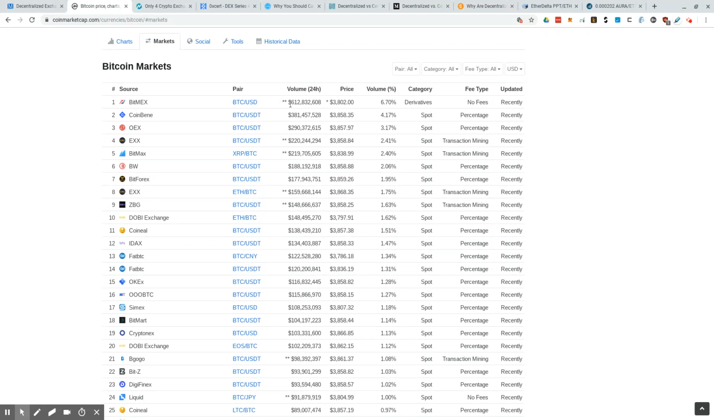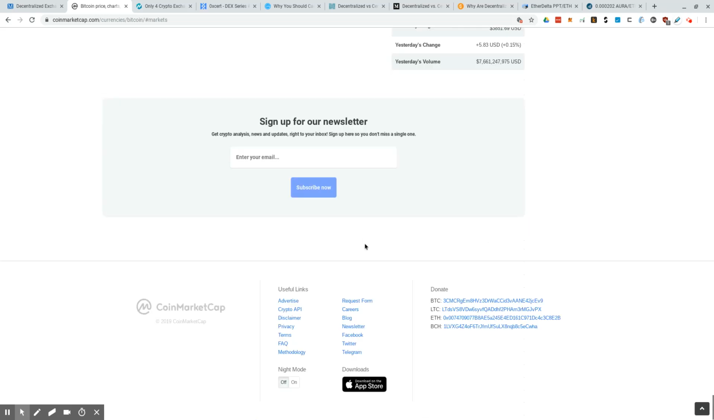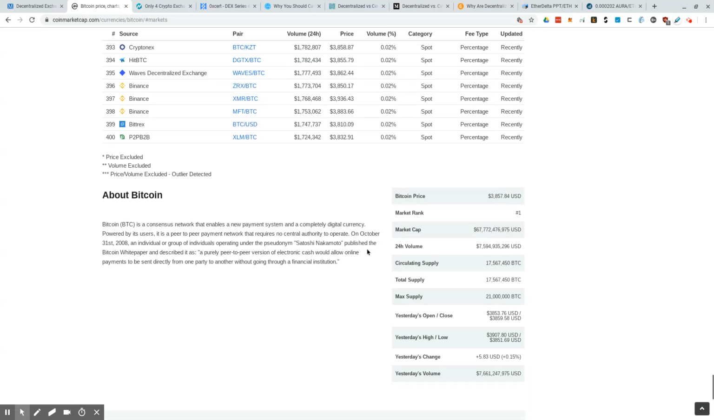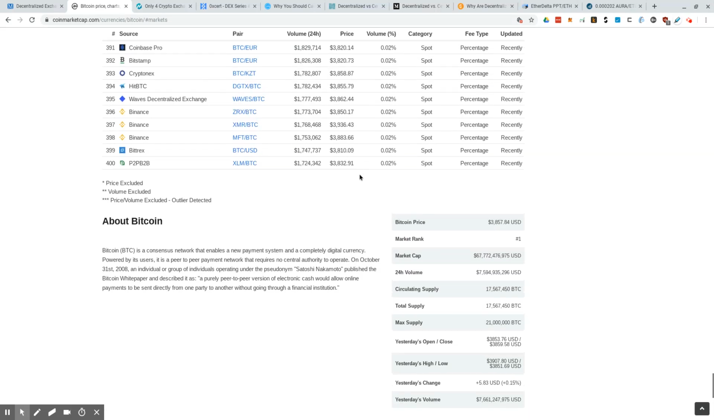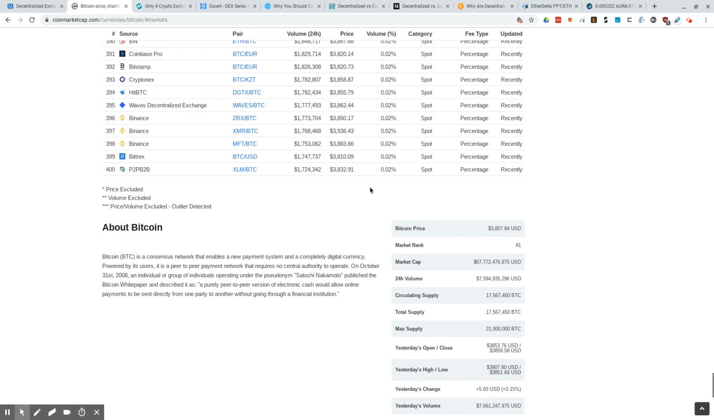And this is volume for the last 24 hours. You can see BitMEX, $612 million. Coinbean, $381 million, et cetera. It just keeps going. You can see that there are these little asterisks here. And if you scroll all the way down, it does say volume is excluded. So some of the volume is included, some of it's excluded. Price volume excluded, outlier detected.